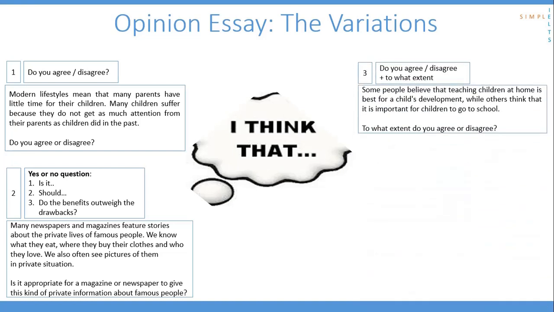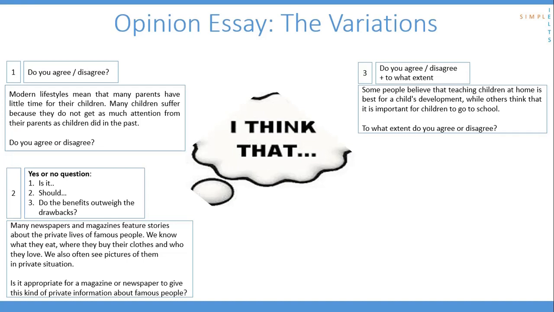Okay, the third variation is do you agree or disagree, plus to what extent. Let me read the example. Some people believe that teaching children at home is best for a child's development, while others think that it is important for children to go to school. The question is, to what extent do you agree or disagree? So, what does to what extent mean? To what extent means how far do you agree or disagree? Basically, you can say whether you fully agree or partially agree, fully disagree, or partially disagree.